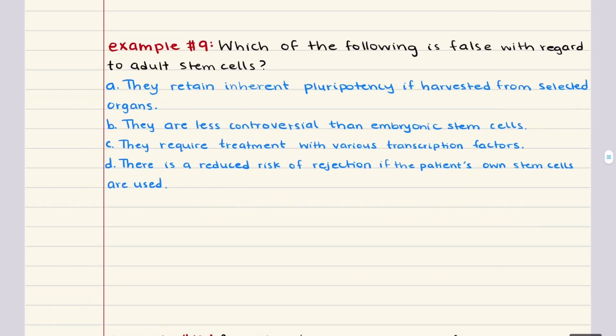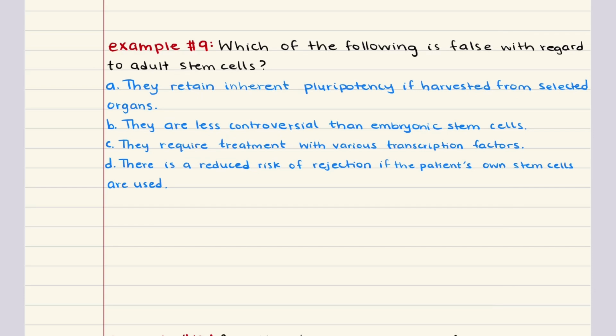Problem 9 says, which of the following is false with regard to adult stem cells? A says they retain inherent pluripotency if harvested from selected organs. B says they are less controversial than embryonic stem cells. C says they require treatment with various transcription factors. And D says there is a reduced risk of rejection if the patient's own stem cells are used.